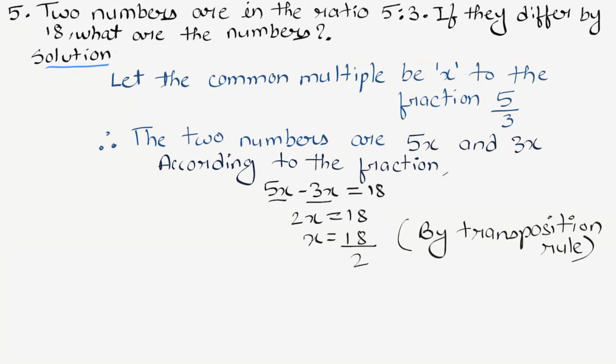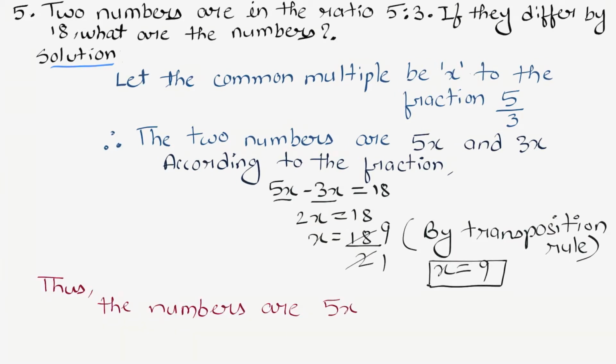So accordingly, by the transposition rule, we have x is equal to 18 by 2, which is equal to 9, since 2 nines are 18. So we have the common multiple as 9. Thus, the two numbers are 5x and 3x. If you multiply the common multiple to the number 5, we get the original number, that is 5 into 9, 45. And if you multiply the common multiple to the number 3, you get the original number as 27. So we can say that 45 and 27 are the two numbers.